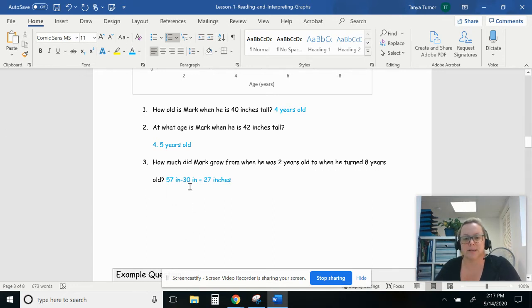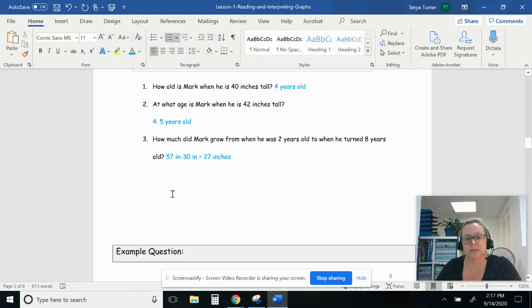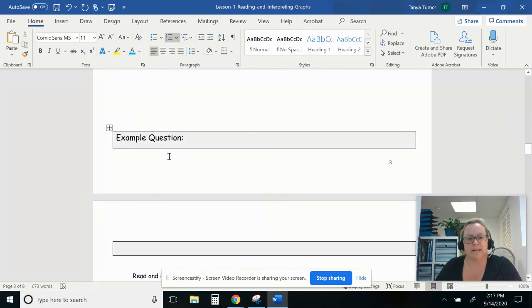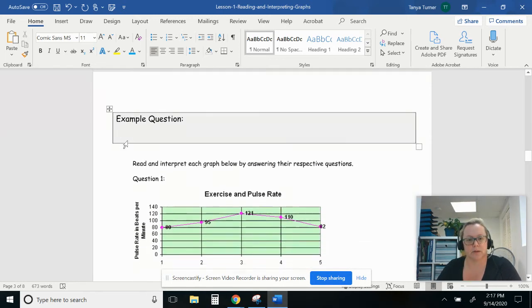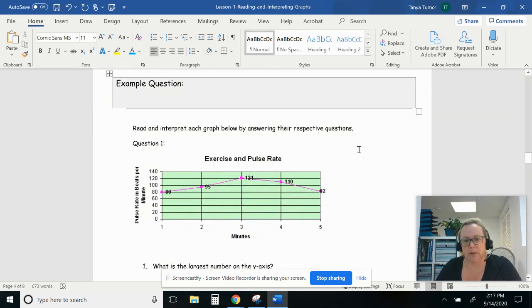If you'll notice, we have units in science. We don't leave our numbers bare. We always use units. All right, here's another example question. Read and interpret each graph below by answering the respective questions.